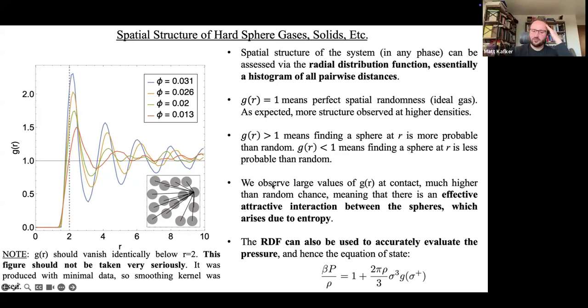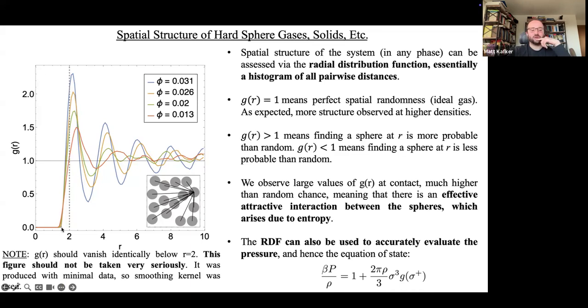Now, I'm going to say a little bit about why it is that there appears to be an effective attraction between the spheres, because even at high density, you're likely to find them touching right up against one another, which is slightly surprising. But just a note that if you accurately determine this function g, you can use that to calculate the equation of state, which is like the extension of the ideal gas law, the pressure versus the density for this system.